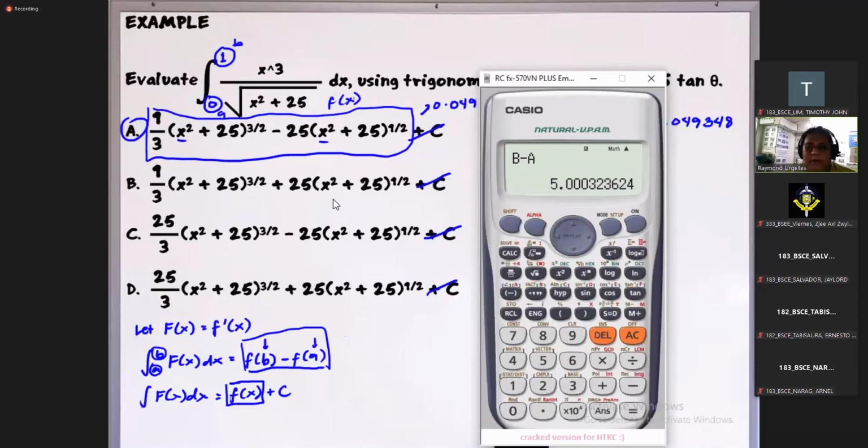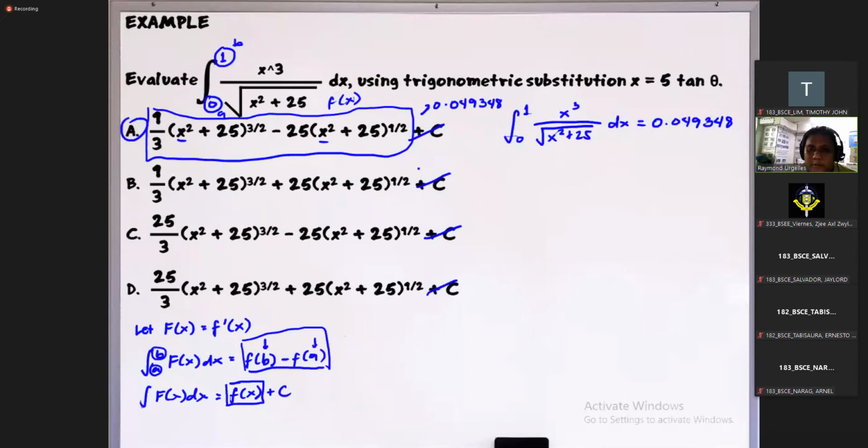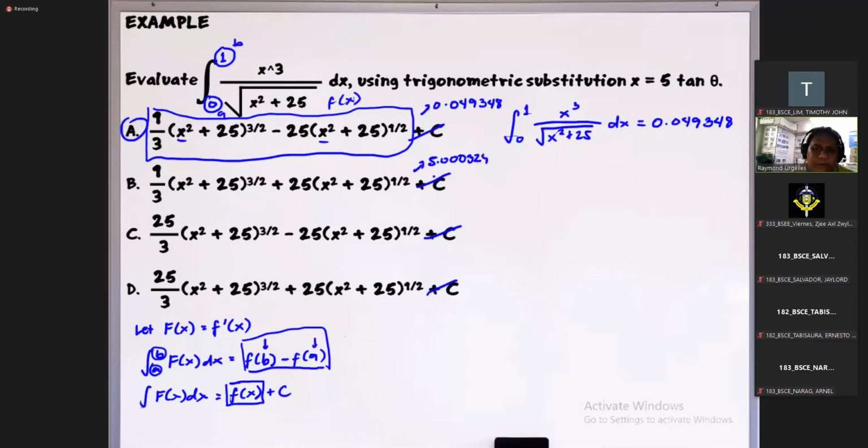Okay? So we get 5.000324. So this will give us 5.000324. So malayo na siya doon sa nakuha nating sagot. So kailan natin mali yung B. So again, try nyo rin sa ibang choices.